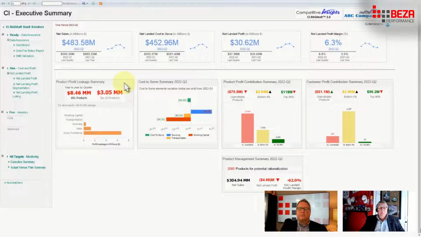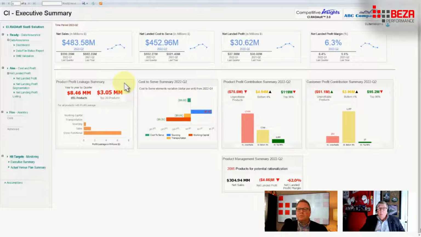And you can see the same for customers. You've got 254 unprofitable customers. You've got 1,100, 1,200 that are marginal, only producing 4% of your profit, and you've got 37 customers that are giving you 80% of your profit. So it's a great way for the users and the executives to have that snapshot.